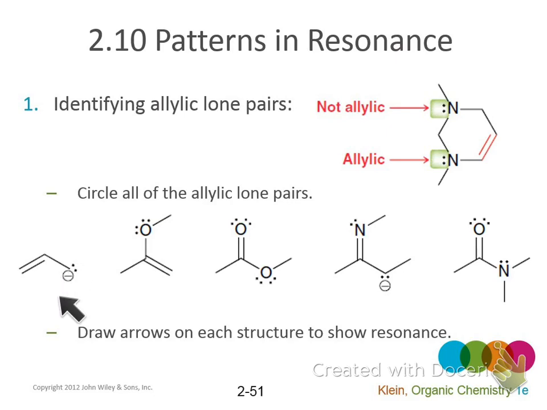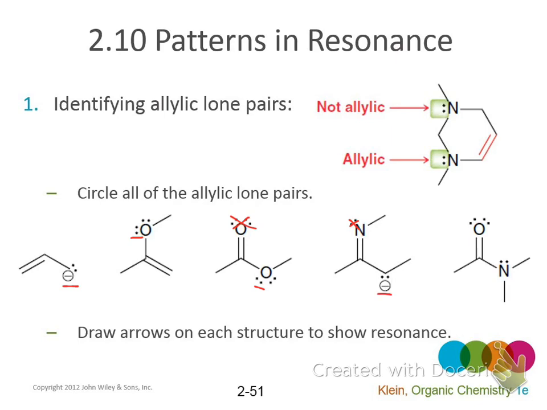on this first one, what do you say that one is? That's an allylic pair. What about this? Yeah, that's allylic. How about this? That one's allylic. What about that? No, that's a vinyl. Okay. This nitrogen? No. And this lone pair? Yes.